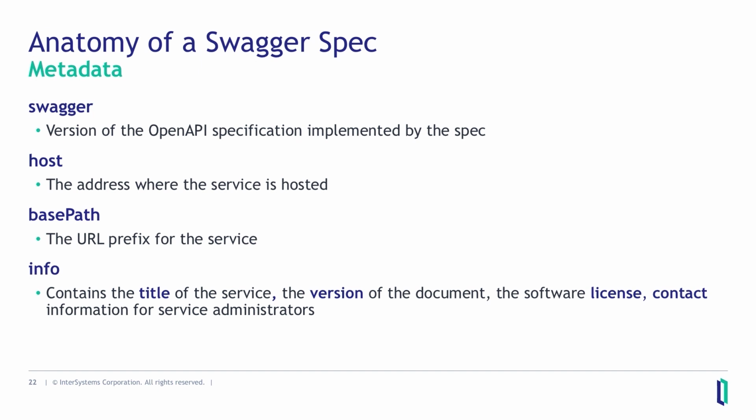And there's a number of different fields. We'll start with the metadata fields, describing the service that we're about to describe. First is the version of the OpenAPI specification that will be used throughout this document, because that will be important to whichever process is going to interpret that spec. For Iris 2019.1, this will be Swagger version 2.0.